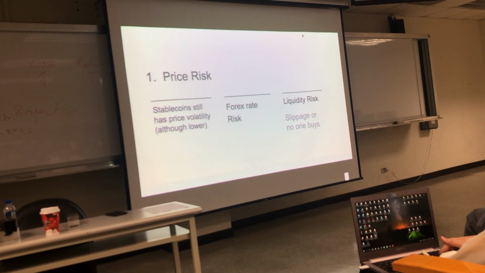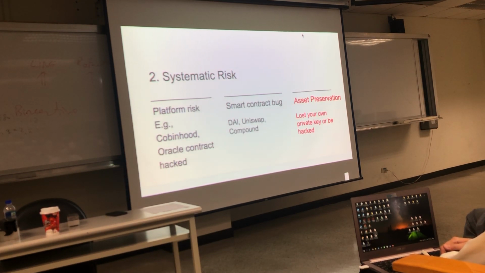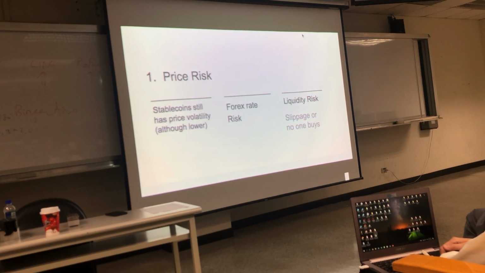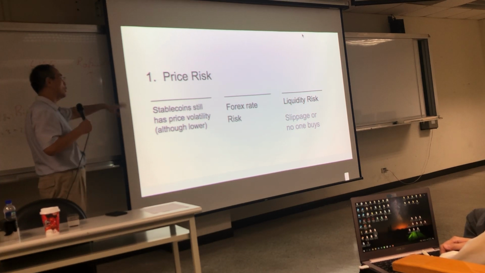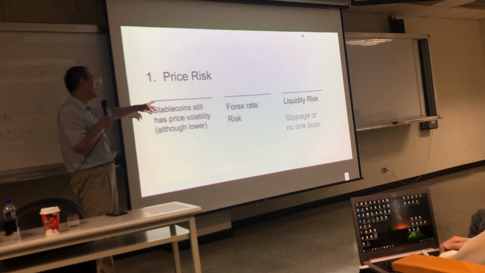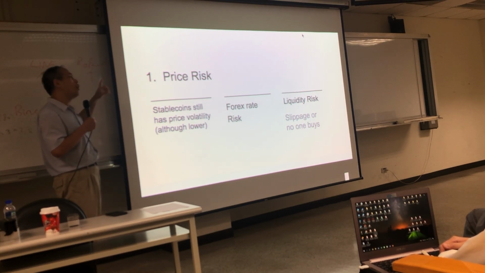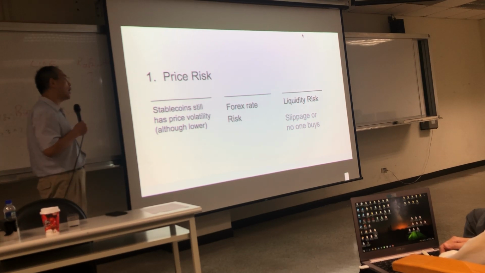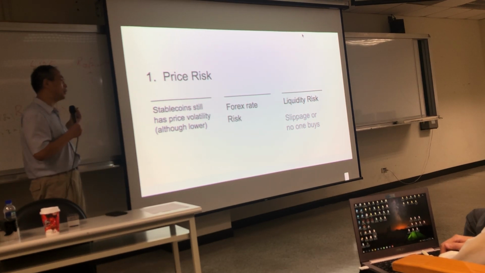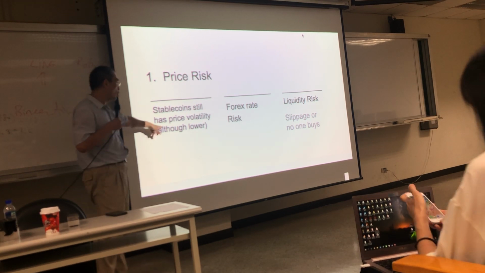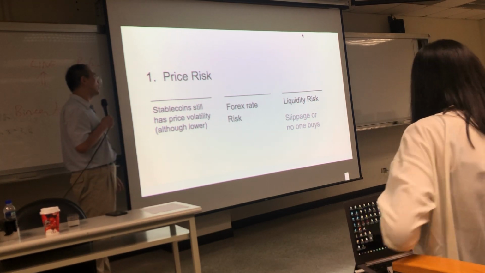And finally, I'll conclude with these two slides. The risk has two angles. One is price risk, the other is systematic risk. The price risk is something people know about, so I will talk quickly here. The stable coin still has price volatility, right? Even though DAI claims to be one-on-one pegged with the US dollar, sometimes it's 1.01, sometimes it's 0.9. So yes, lower volatility, but still some volatility there.